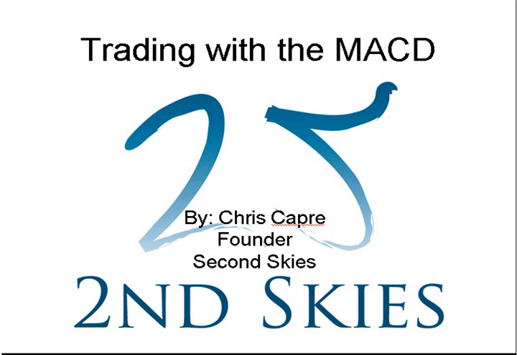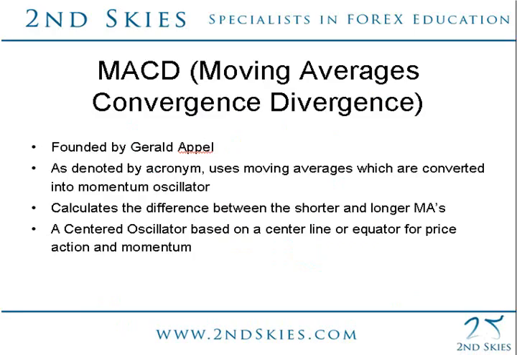Today we're going to be talking about one of the more popular indicators out there, which is the MACD, or Moving Average Convergence Divergence. It's founded by Gerald Appel. I've already familiarized you with the acronym there. What it's doing is using moving averages which are converted into a momentum oscillator. It's basically calculating the difference between two moving averages, a shorter and a longer period one.